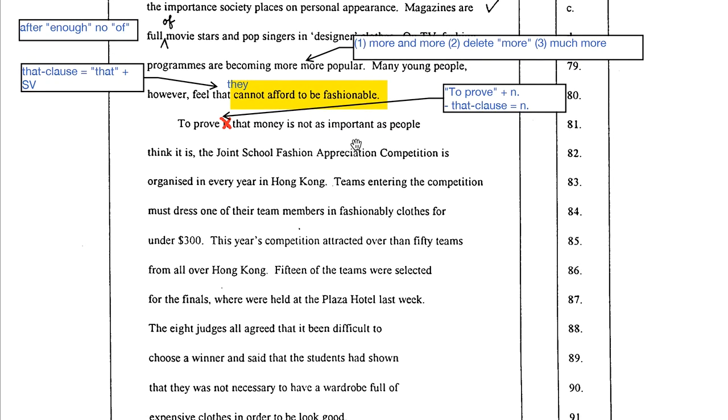The joint school fashion appreciation competition is... alright, so it seems that this question is fine, so we can move on.